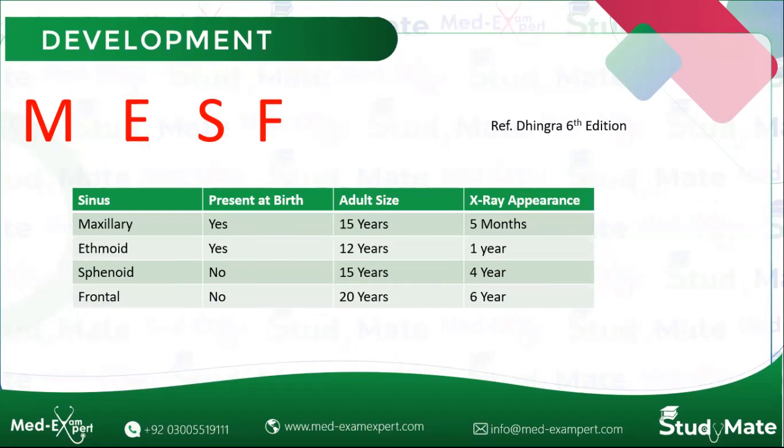इधर अगर आप देखें the maxillary, ethmoid, sphenoid and the frontal sinuses, the first two sinuses, maxillary and the ethmoid, are present at birth, whereas the sphenoid and the frontal sinus are absent at birth.